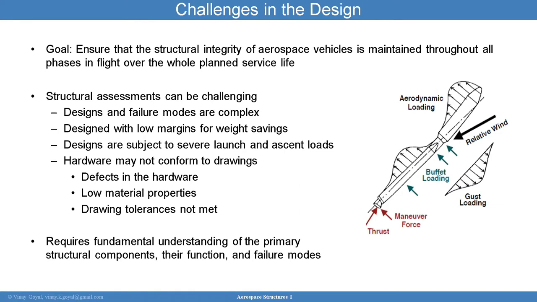It's going to have defects in the hardware. For example, you could have FOD, you could have thicknesses that do not match the drawings, and all that is actually quite common. Low material properties, the drawing tolerances may not be met. And so that's why for us in this course, it requires us to develop a fundamental understanding of the primary structural components, their functions and failure modes, so that when we design them, we better understand what to design them against. So in the previous lecture, we covered failure modes. In this lecture, we're trying to understand the components for launch vehicles and spacecraft and against what failure modes we should be designing.